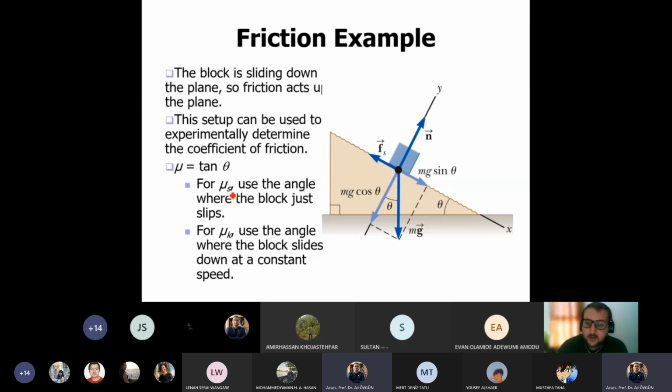And mu s is used if the object is at rest. Use the angle where the block just slips. And mu k is the kinetic friction coefficient. We use it where the block slides down at a constant speed.